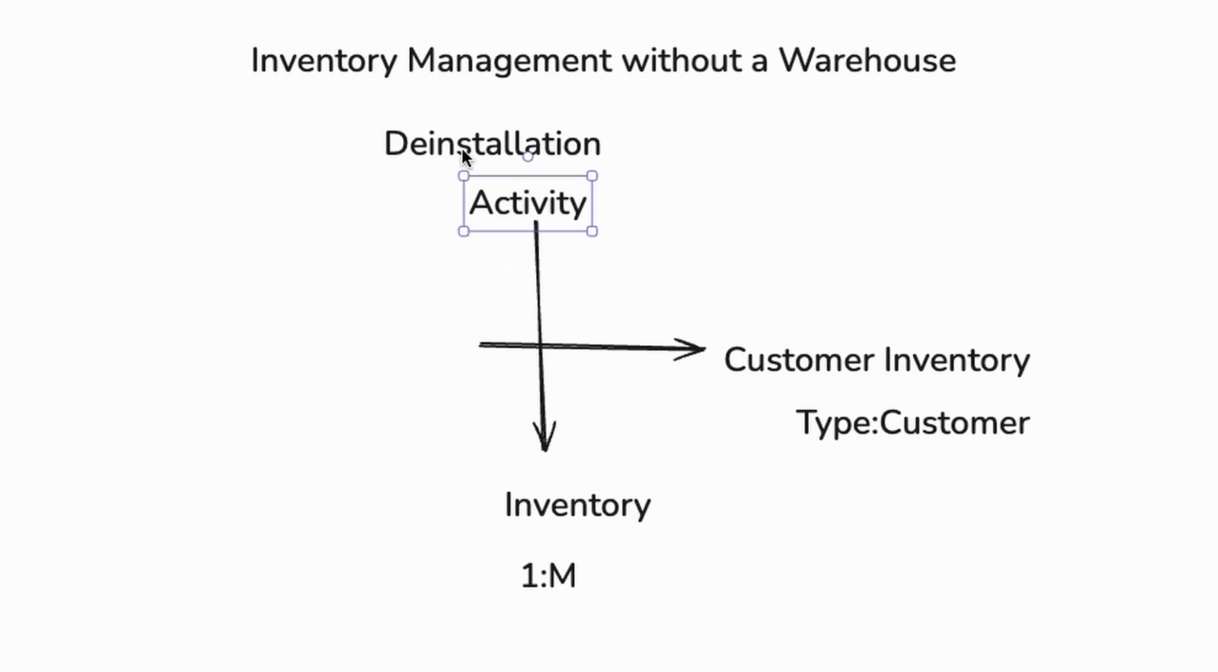Suppose there is an activity for deinstallation. So the technician has to go to some customer site and has to remove the part. So before that, we have to add that part as a customer inventory at the activity level. So an activity can have multiple inventory, but customer inventory will have type customer. So let me add a customer inventory on an activity level. Resource inventory will be associated with the resource, but customer inventory will be associated with the activity.